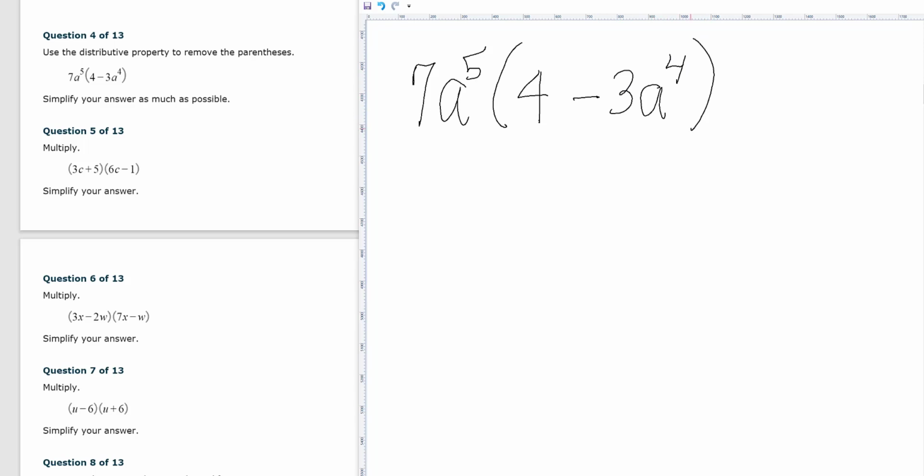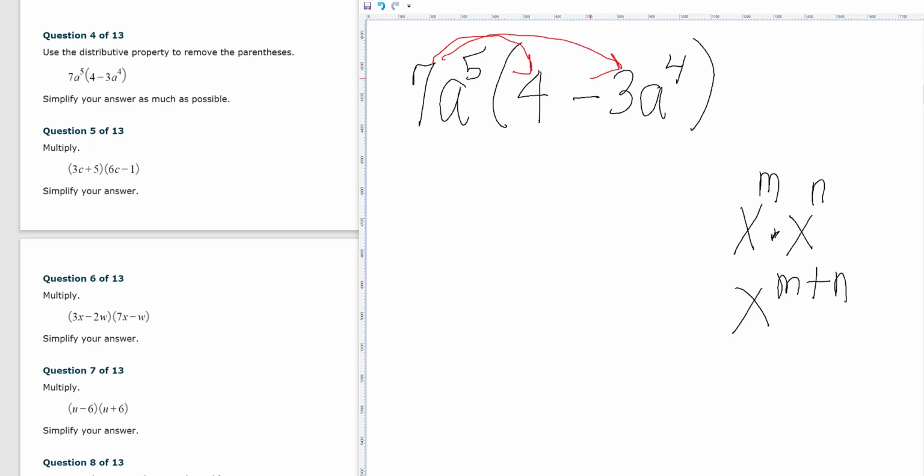Well, we're going to need our law of exponents here that says that when you multiply two bases that are alike, like x to the m times x to the n, you're going to add those exponents. So we have to remember that when we multiply, we're going to add. Now we have to distribute this 7a to the 5th times the first and the second term in the parentheses. So first I get 28 and then a to the 5th, because there are no other a terms inside the parentheses for that first term. Then it's minus 21, add your exponents, a to the 9th.